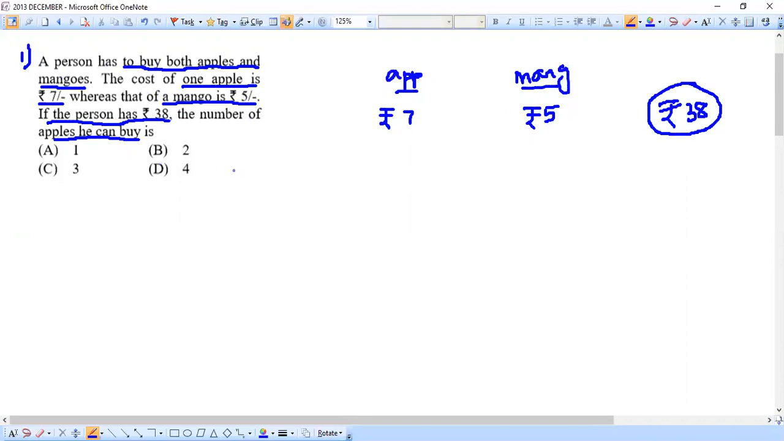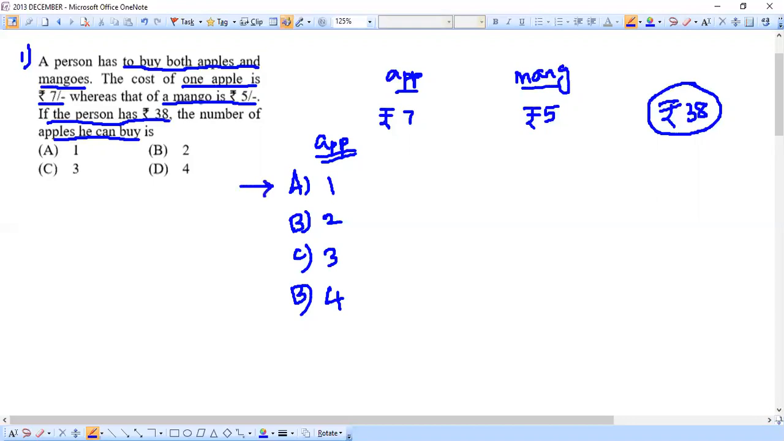So again, instead of building any equations, let's just try to get the answer through the options itself. It would be a better way. Let's see the options. We have 1, 2, 3, and 4, which I've written in order A, B, C, D. They're asking how many apples he can buy. That means these options stand for the number of apples. Then let's see by checking the options. We start from option A.